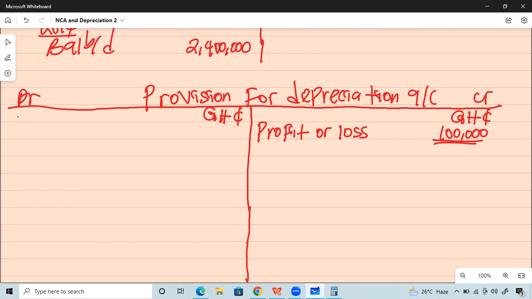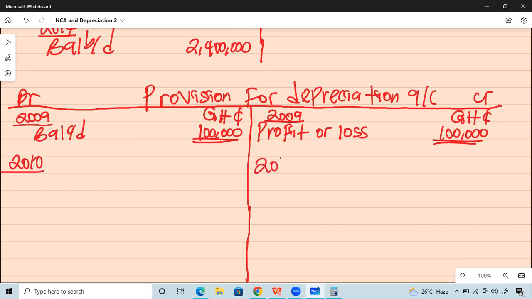This is 2009. Then you see balance brought down, 100,000. Then we'll go to the next year, 2010. In 2010, balance brought down is how much? It's 100,000.